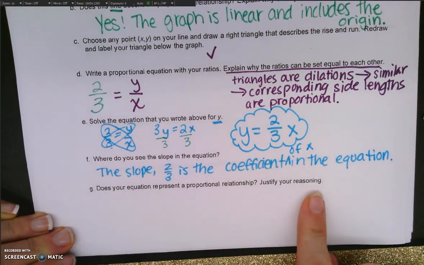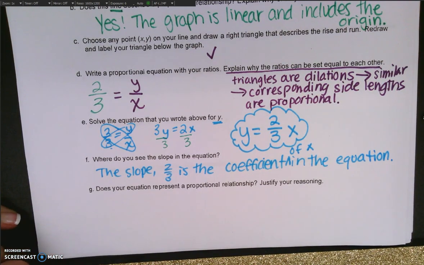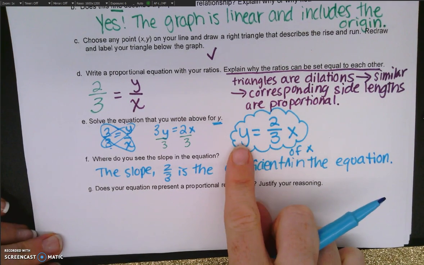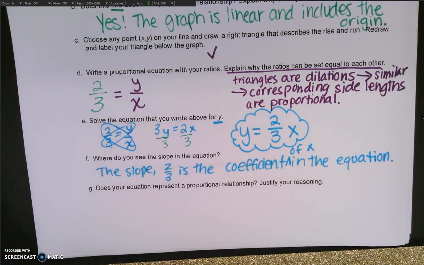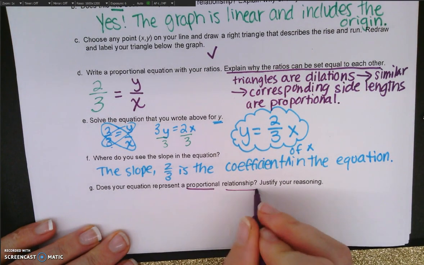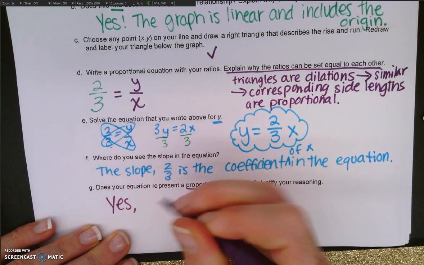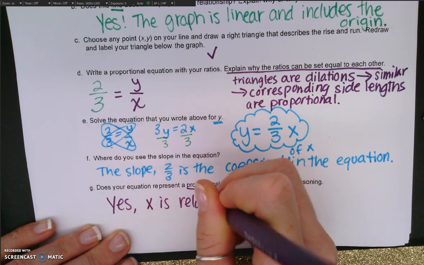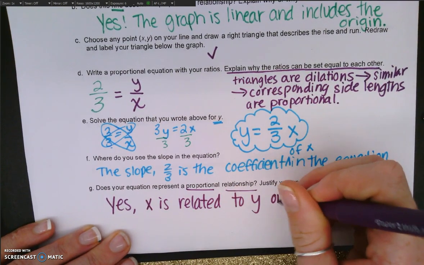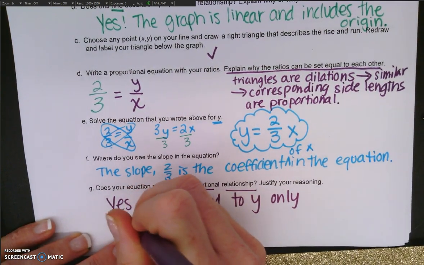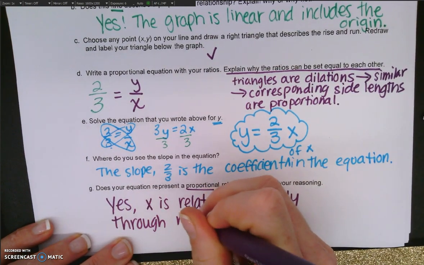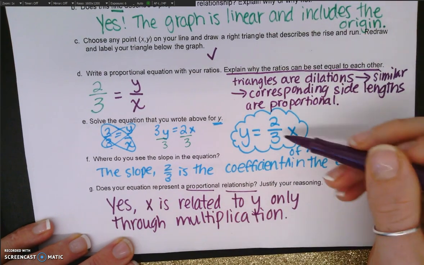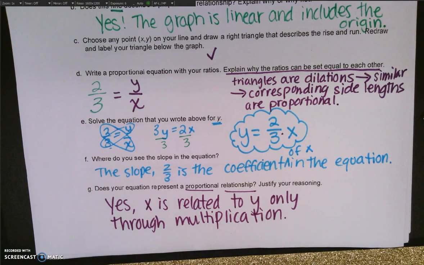Does your equation represent a proportional relationship? Justify your reasoning. Remember, proportional relationships relate x to y through only multiplication. So we can say, is this a proportional relationship based on the equation? Yes. x is related to y only through multiplication. You can call 2/3 your constant of proportionality or also your unit rate.